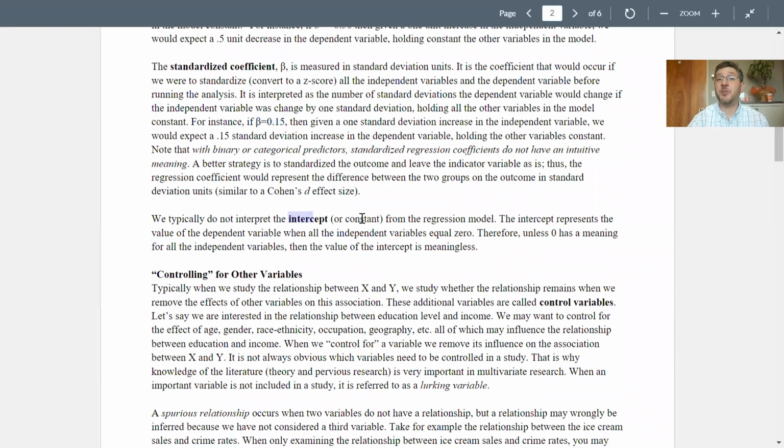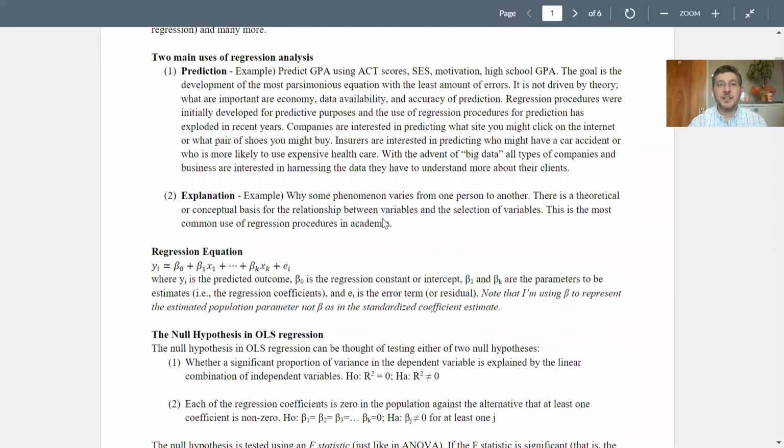The intercept or regression constant, you'll get a coefficient estimate for it. We usually don't interpret it. It's really only meaningful when all of our independent variables are zero. Basically, the constant is the estimated value of the outcome when all of your independent variables in the model are 0. So unless 0 is meaningful for all of your independent variables, the value of the intercept is meaningless.